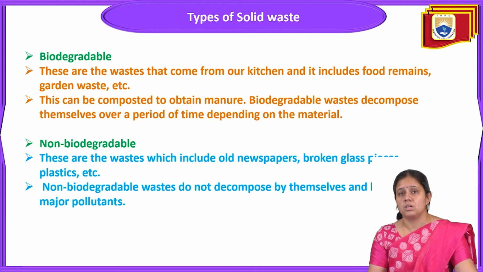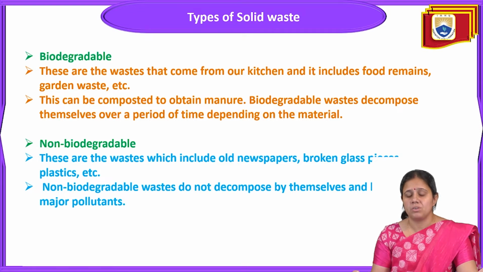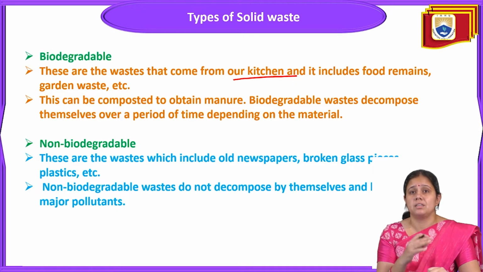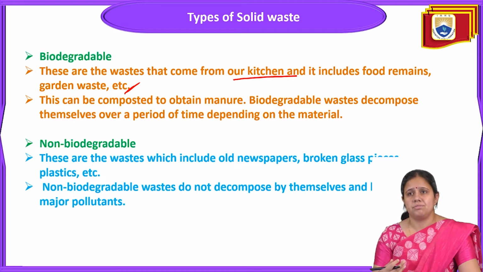Now more detail about biodegradable waste, meaning the waste that comes from our kitchen. Waste coming from the kitchen includes food remains, garden waste, etc., and is called biodegradable waste. Kitchen waste is basically vegetable peels and some leftover food. This waste is organic in nature. It can be biodegraded by the anaerobic bacterial process, and we can use it for electricity generation or in a biogas plant. It can also be composted to obtain manure, and biodegradable waste decomposes by itself over a period of time depending on the material.